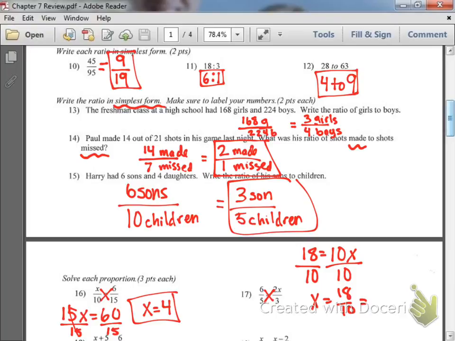Or just 18 divided by 10, what is it? 1.8. Very good. Any questions for me for the front page and the first 2 on the back?